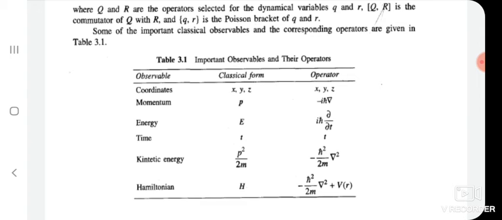Now the Hamiltonian operator H is equal to minus h cross square by 2m del square plus V(r). The Hamiltonian operator is nothing but the energy operator, which is a combination of kinetic plus potential. Minus h cross square by 2m del square is the kinetic energy operator, plus V(r) is the potential energy operator. Now we are going to use these operators to solve different kinds of problems. How, we will discuss in the next slide.